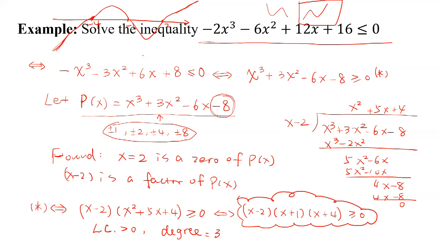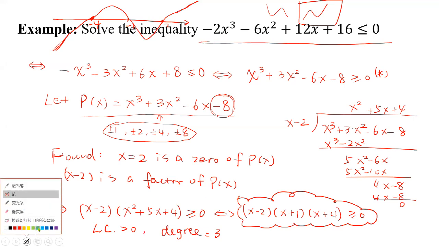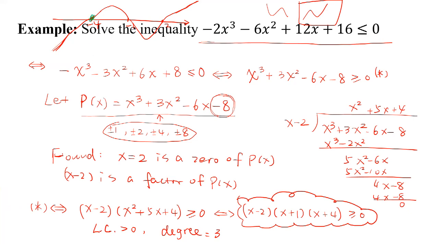Then we need to find all the intervals that make this function greater than or equal to 0. The solution must be from here to here, and the other interval is from here to here. In this way we know that the solution is x between -4 and -1, inclusive, or x greater than or equal to 2.